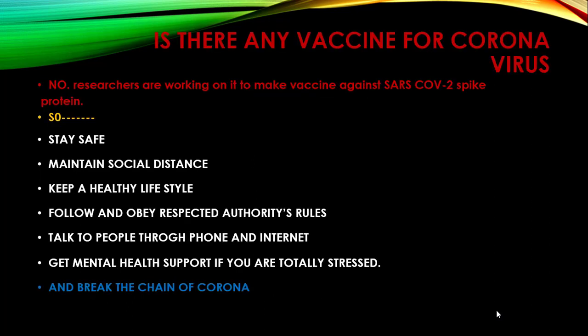There is no vaccine for coronavirus. Researchers are working on it to make vaccines against the SARS-CoV-2 spike protein. So stay safe, maintain social distancing, keep a healthy lifestyle, follow and obey the rules of respected authorities, talk to people through phone and internet, get mental health support if you are totally stressed, and break the chain of corona.